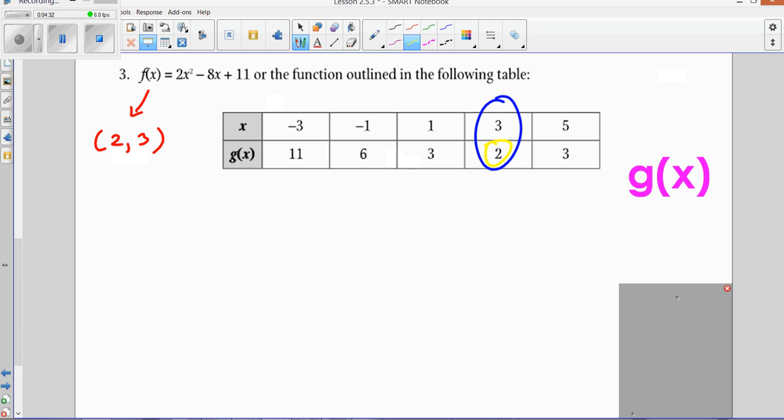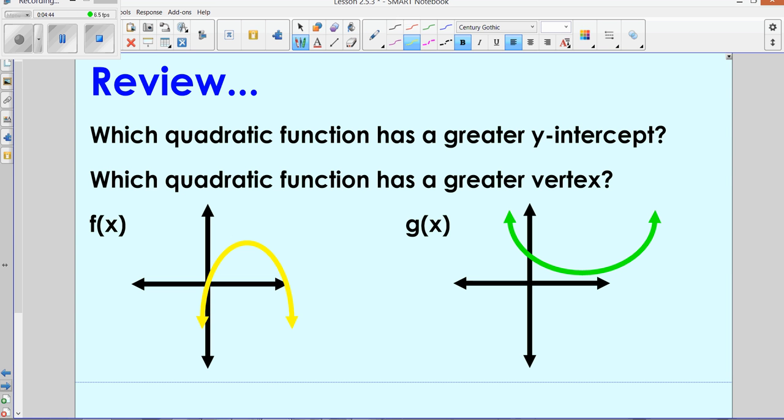You're really going to be comparing whether we're talking about vertices, x-intercepts, y-intercepts, or your vertex, maximum, minimum, which one's higher, lower. That's what you're going to be looking at today. So, all right, let's do a quick little review. Which quadratic function has a greater y-intercept?